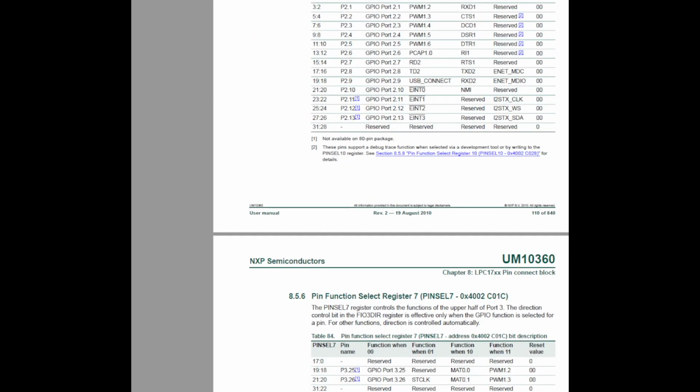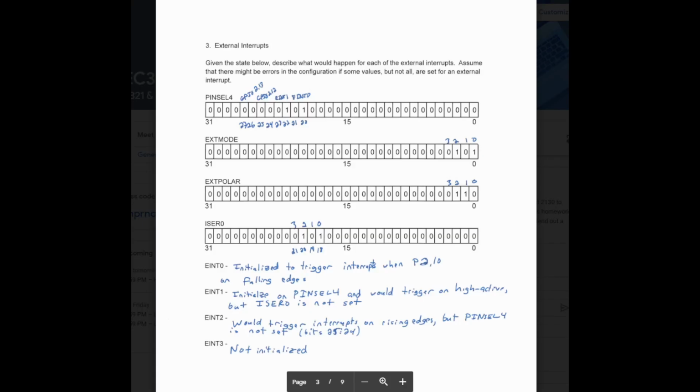Let's click on it. And we can see that we're going to be dealing with, as many of you are well aware, bits 20 to 21 for EINT0, bits 22 to 23 for EINT1, bits 24 to 25 for EINT2, bits 26 to 27 for EINT3. And all of them need to be set to function 0, 1 if we are going to use them for that. So we can basically count from 15, 16, 17, 18, 19, 20, 21, 22, 23, 24, 25, 26, 27. And that's going to tell us what these bits mean.